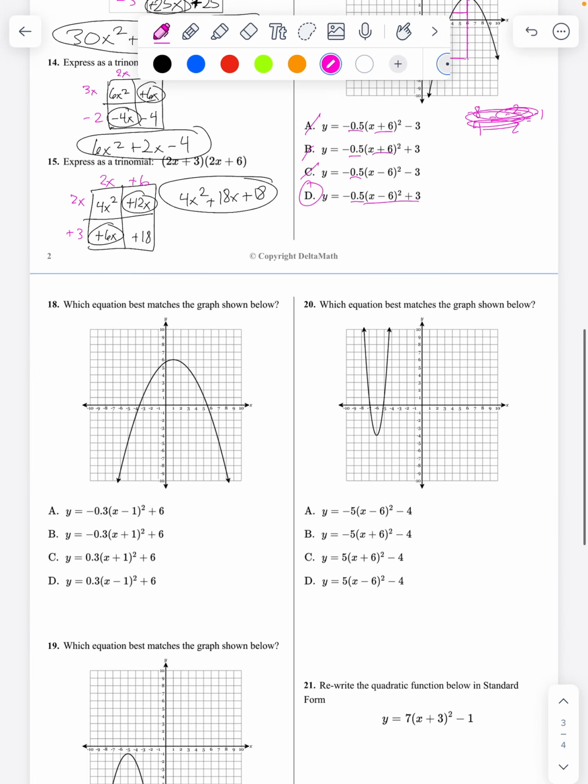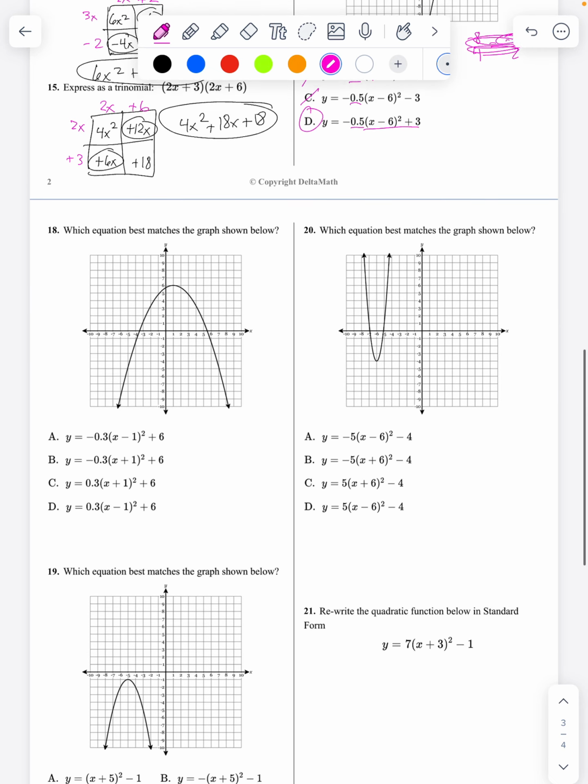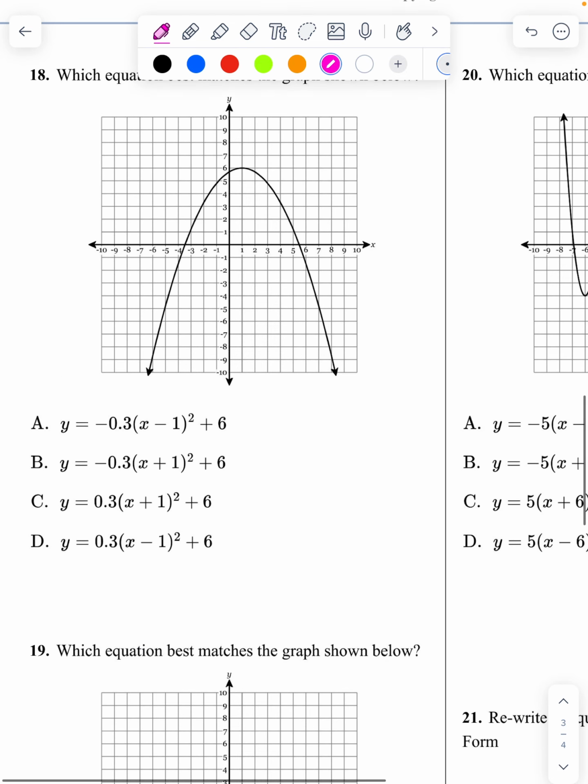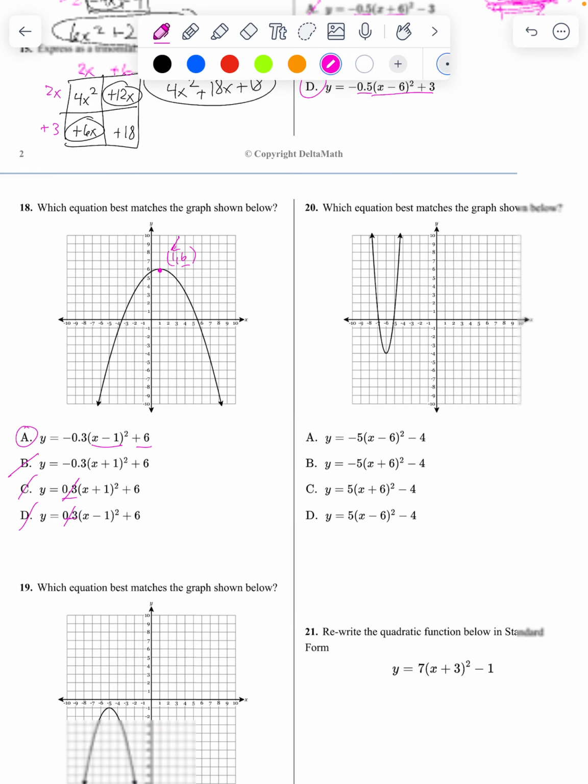All right, looking at number 18. I know that these two are out because it's tipped upside down and the A number is negative, so these ones are out. So I'm looking at either A or B. And when I look at this right here, it's at 1, 6 for the vertex. So it's got to be minus 1, the opposite of this one, and then this one stays the same. So minus 1 and positive 6. This is my answer. This one's out.